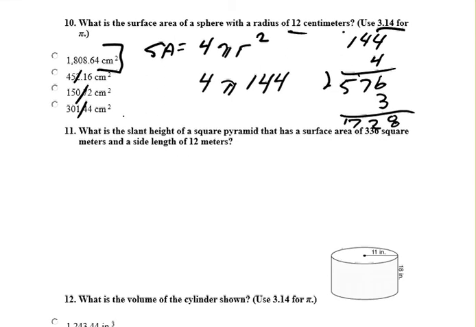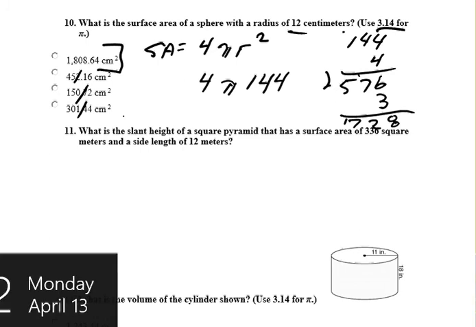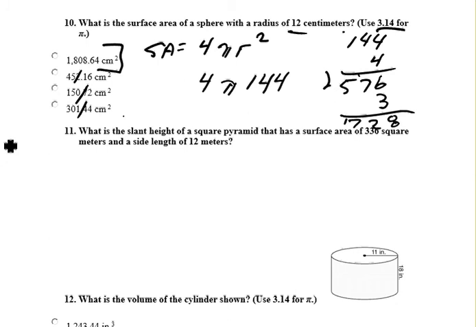What is the slant height of a square pyramid that has a surface area... So we know the formula. Okay, we know the formula for surface area of a square pyramid. It's 2 times L, the length, times the slant height L sub S, plus L length squared. So let's fill in what we know, because they want to know slant height. They tell us surface area is 336.